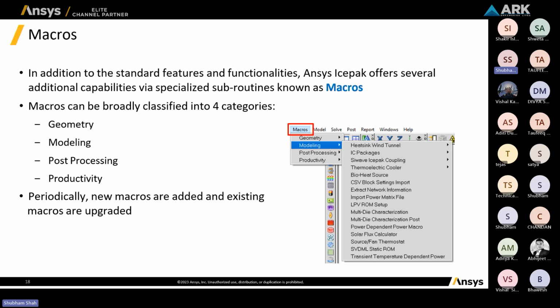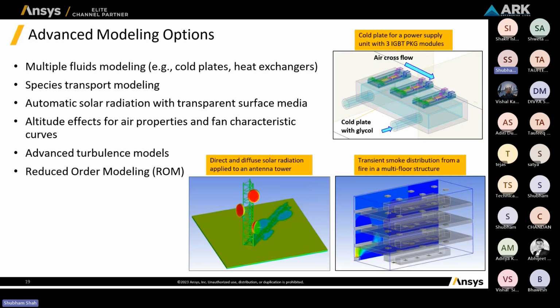So when we talk about the macros, you will get different kinds of options available inside the macro. When we talk about the modeling, you can see heatsink internal is there, IC packages are there, Icepack coupling is there. So these are the different types of macros inside the modeling part. Similarly in post-processing and productivity, you will also get, if your solution is diverging, it will debug the divergence also. So these kinds of facilities are available in macros.